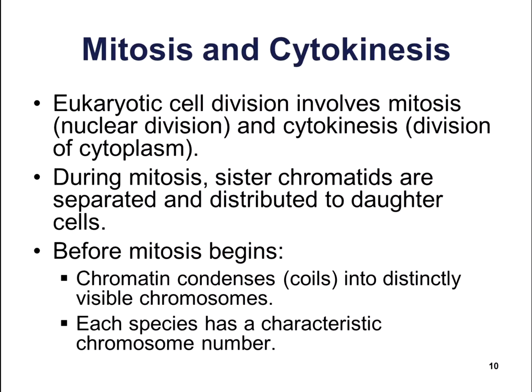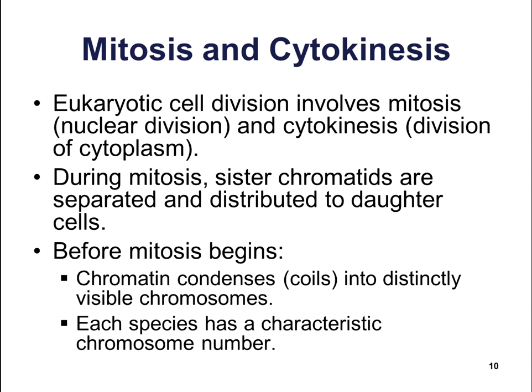So, again, mitosis is the nuclear division. Cytokinesis is the division of the cytoplasm. Two distinct phases and divisions. During mitosis, sister chromatids are separated and distributed into the daughter cells. But before mitosis can begin, the chromatin needs to condense and coil into distinctly visible chromosomes. And each species has a characteristic chromosome number, meaning each species has a set number of chromosomes.